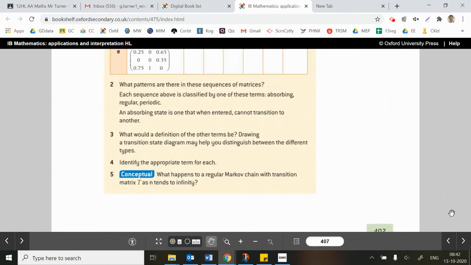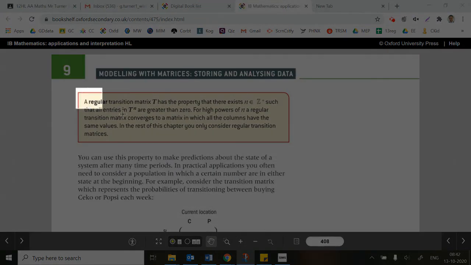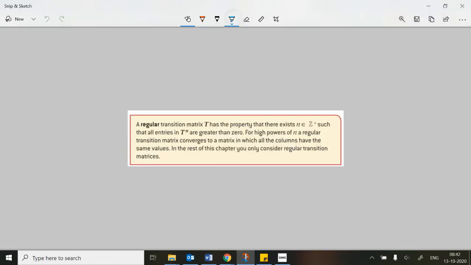Now, in particular, I wanted to deal with this again, just to repeat this statement here, because this was pretty important. It deals with the fact that we've got regular transition matrices, and we're not dealing with irregular ones. It says it has the property such that there exists an n belonging to your positive integers, or your natural numbers starting from 1, such that all entries in T^n are greater than 0. Think about what that means. That would mean that you don't have any zeros in this matrix here.